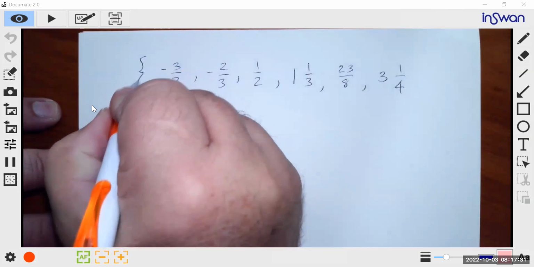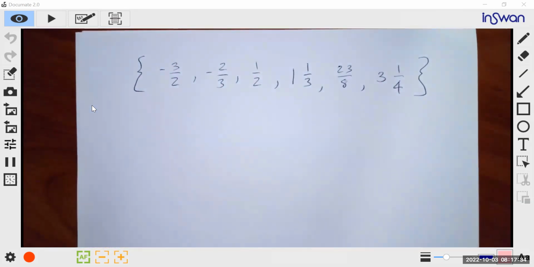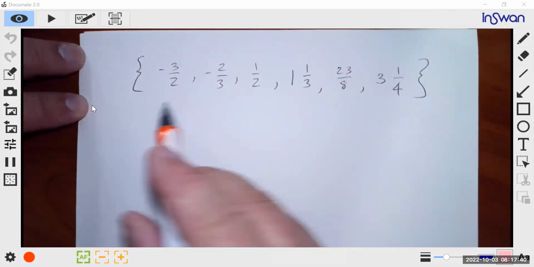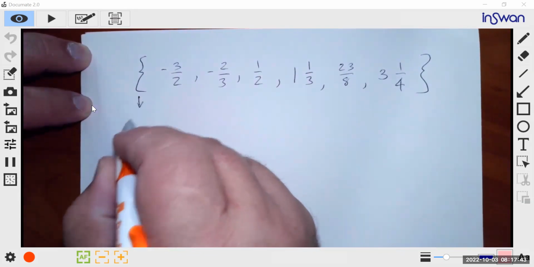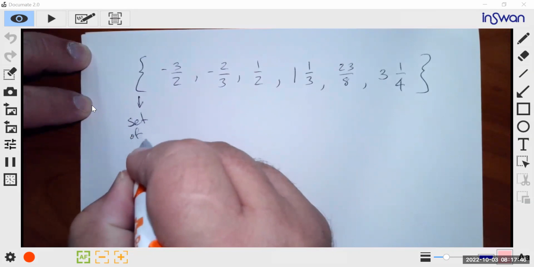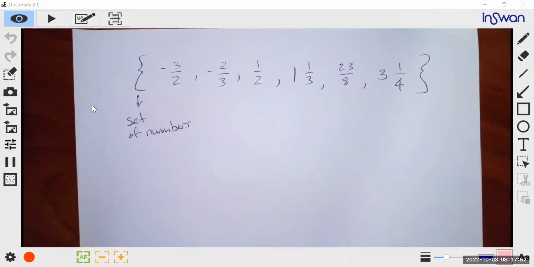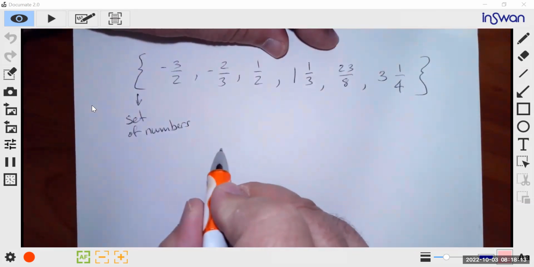Actually, I should put this. In math, whenever you see squiggle lines at the beginning and end, this is called a set of numbers. Those squiggly lines represent a set of numbers that we're using. So let's put these on a number line.